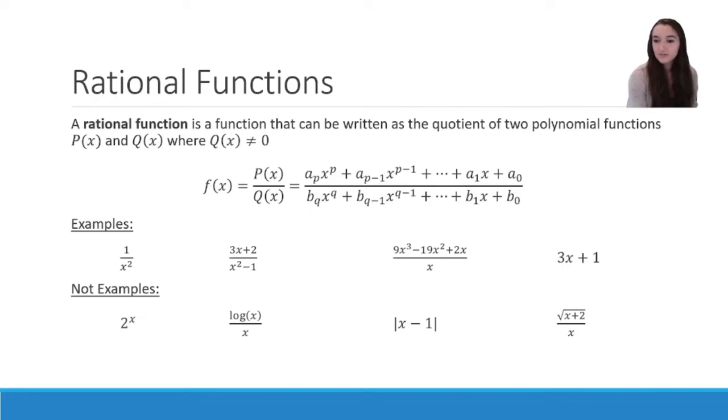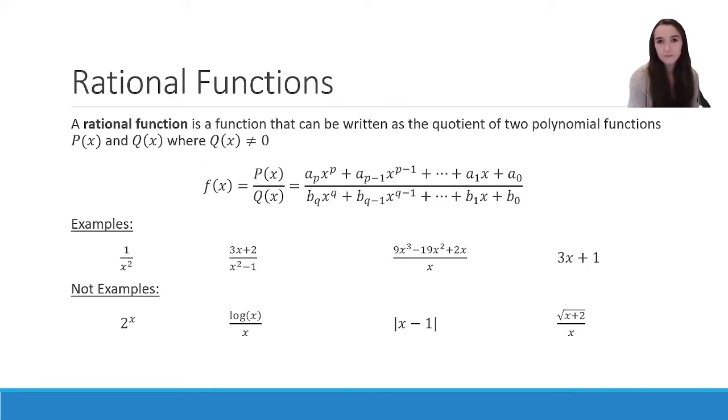Because 3x plus 1, that's also a rational function. There's a secret divided by 1 right there that we can take note of, and so we'd say q of x equals 1. 1 is technically a polynomial. However, things that are not rational functions are basically anything that isn't a polynomial over a polynomial. So 2 to the x power, that has x in the exponent.